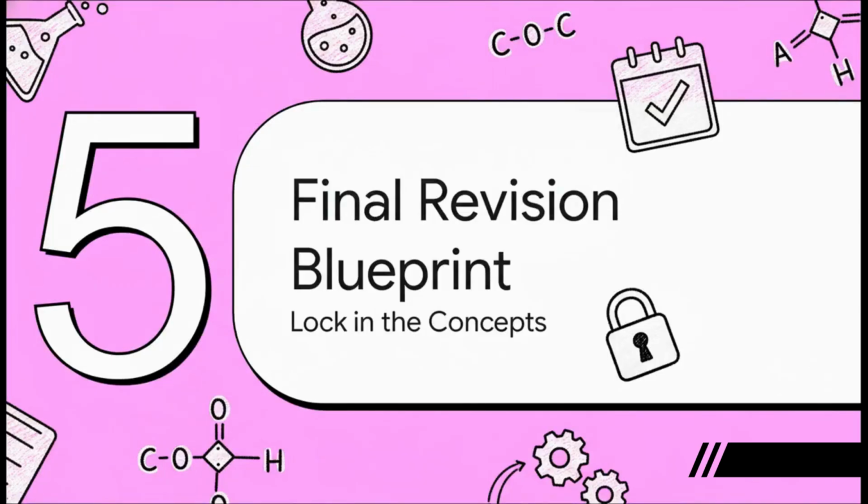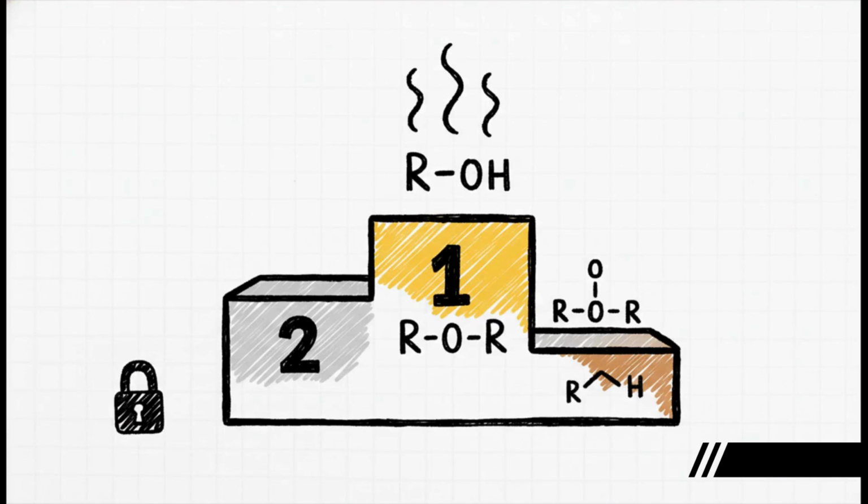Okay, now let's pull everything together into a final revision plan. This is going to be your go-to guide in those last few days before the exam to make sure all these concepts are locked in tight. First up, a super simple memory trick you will never forget. For those boiling point questions, just remember 3 letters. A, E, A. Alcohol is greater than ether is greater than alkane. A, E, A. Simple, right? Lock that in your brain.